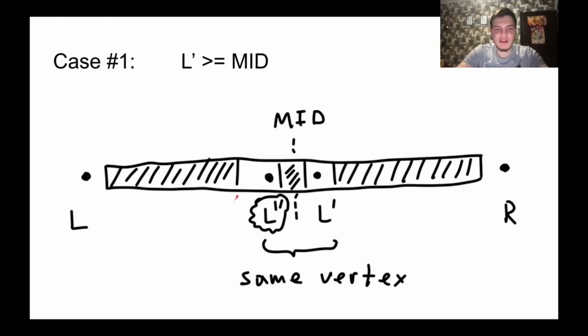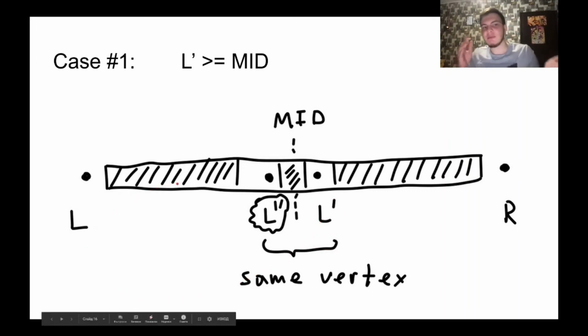But then this means that we have a palindrome between L and L second, but we also know that L second corresponds to the same vertex as L prime. So if L isn't equal to L second, then we have an edge here. In other words, if L prime isn't equal to L, we have an edge from L to L second, but L second corresponds to the same vertex as L prime. Therefore, we just have an edge from L to L prime. And in the other case, if L is equal to L second, then L second is equal to L prime, therefore L prime is equal to L.